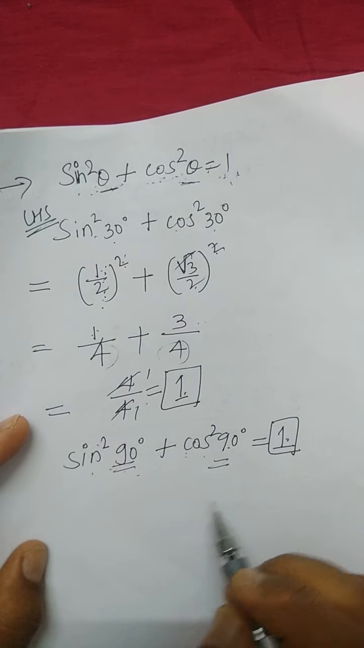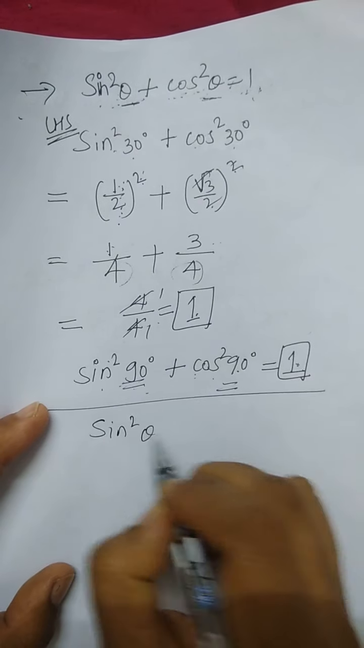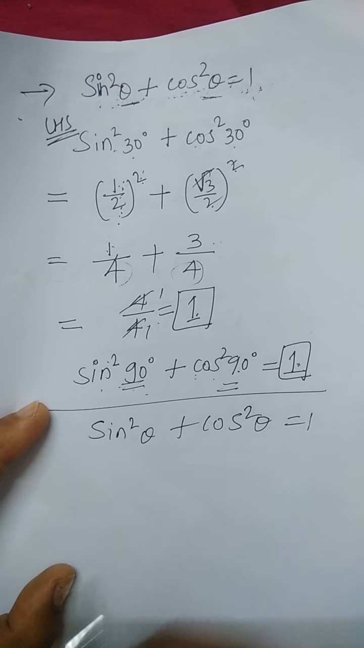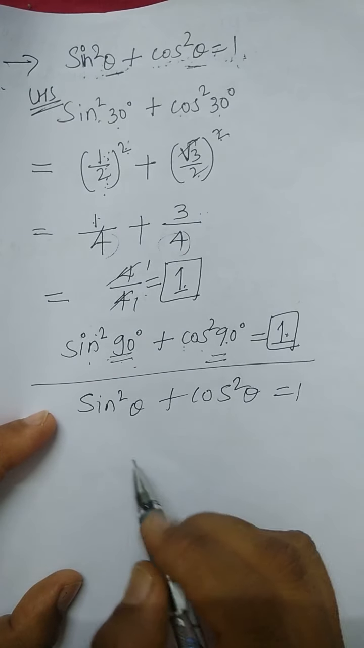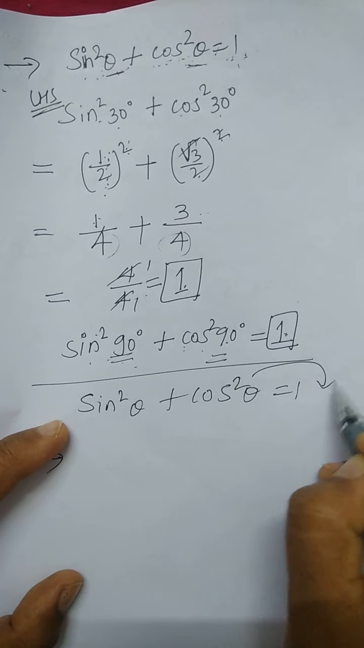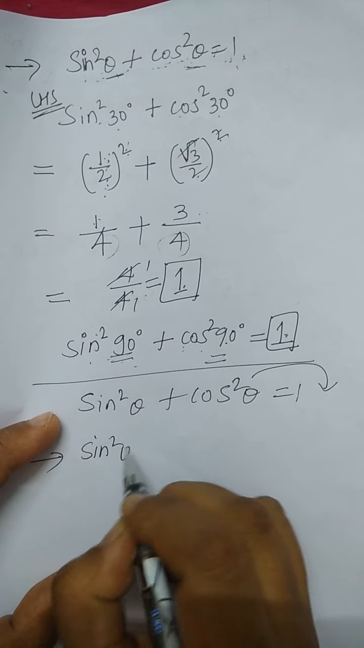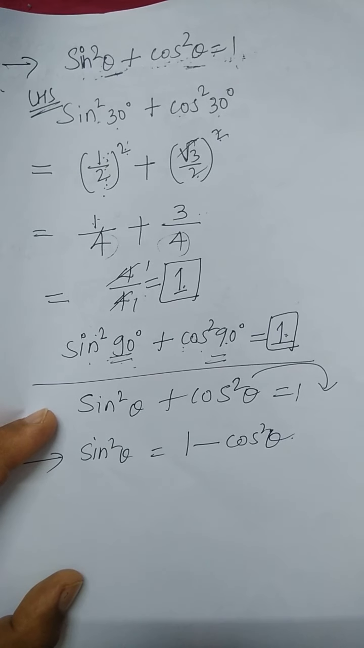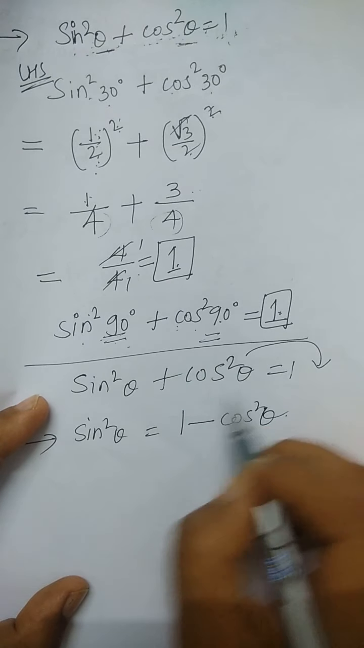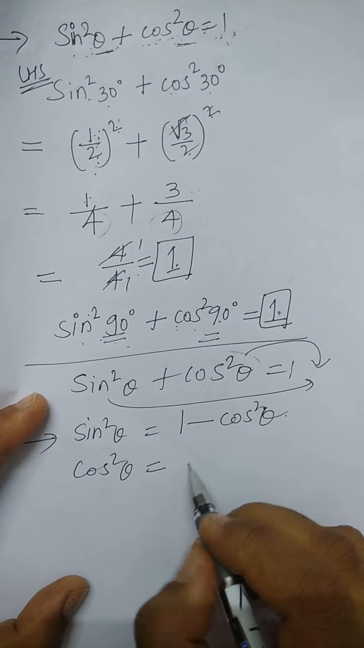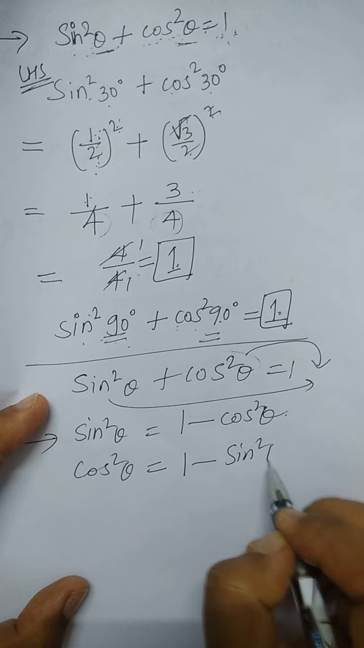Now, from this identity, sin square theta plus cos square theta equal to 1, theta being any angle, which more formulas can we derive? Suppose cos square theta goes here, then sin square theta will be equal to 1 minus cos square theta. And suppose we want to find cos square theta, sin square theta will go here, so cos square theta will be equal to 1 minus sin square theta.